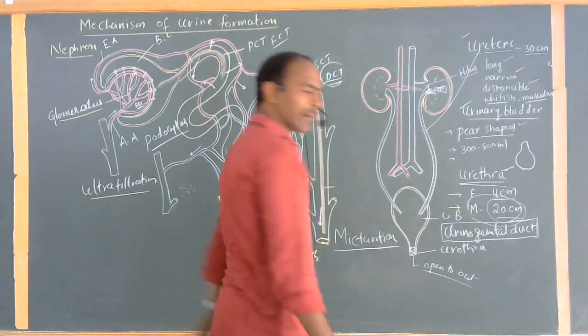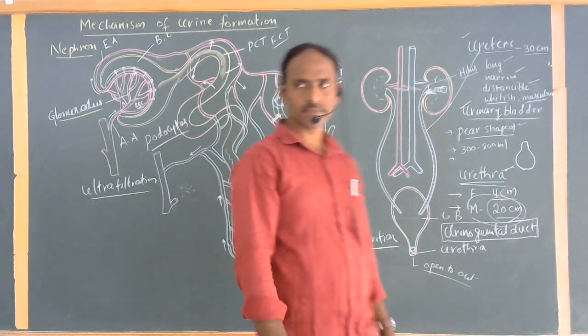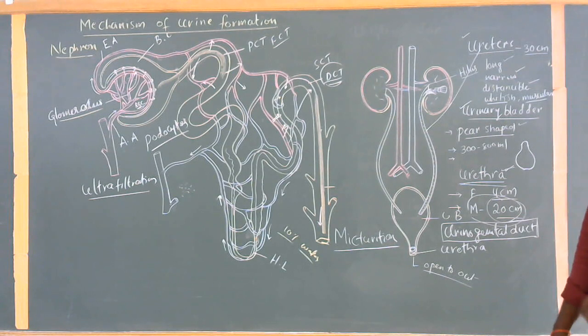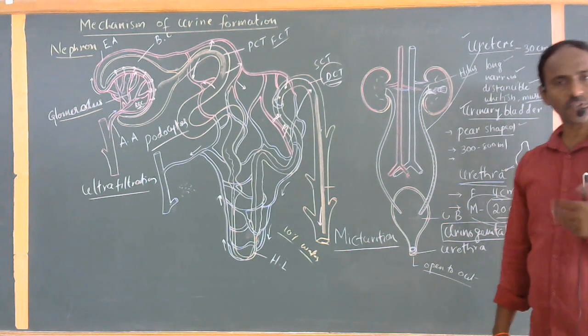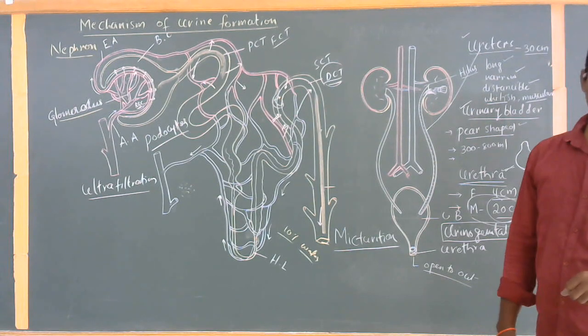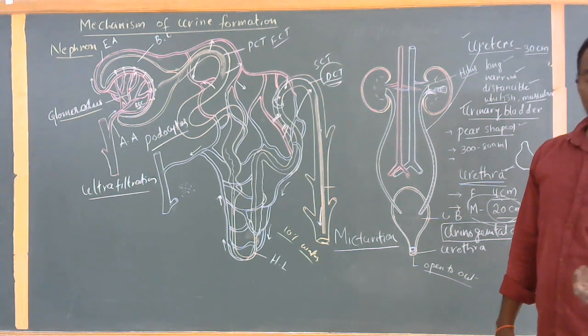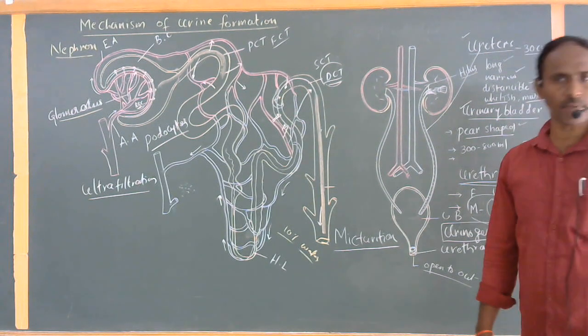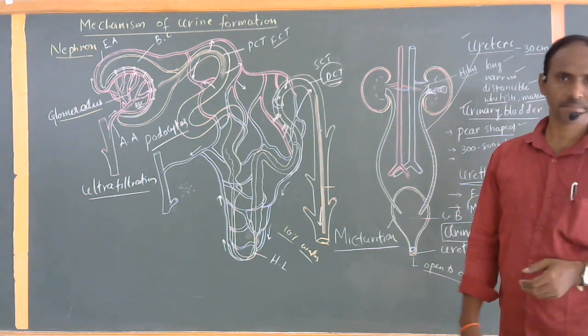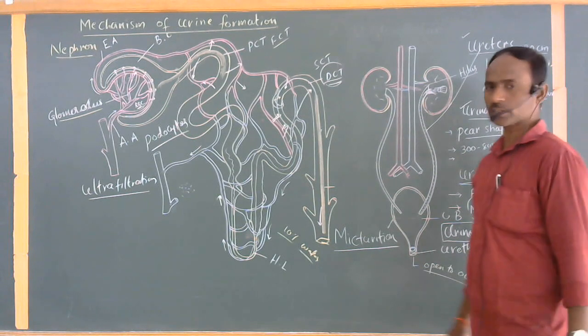Micturition means passing urine out of the body. Taking food materials into the body is called ingestion. Releasing excess fecal matter from the body is called defecation. Releasing excess nitrogenous compounds, commonly called urine, from the body is called micturition. Okay, how is the process of micturition going on?